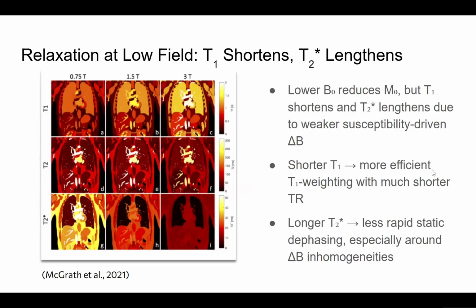So first, dropping from 1.5 Tesla or 3 Tesla to 0.064 Tesla seems disastrous for SNR if you only think about M naught. But low field also reshapes relaxation in ways that matter. T1 shortens substantially as B naught decreases. McGrath and collaborators show this clearly across multiple tissues here. So portable systems can use much shorter TR and recycle magnetization more efficiently despite lower M naught.